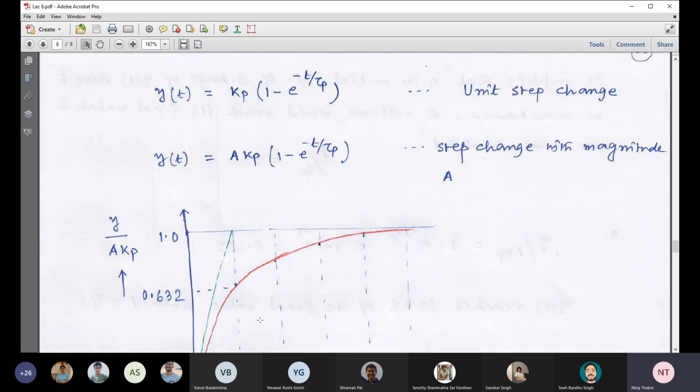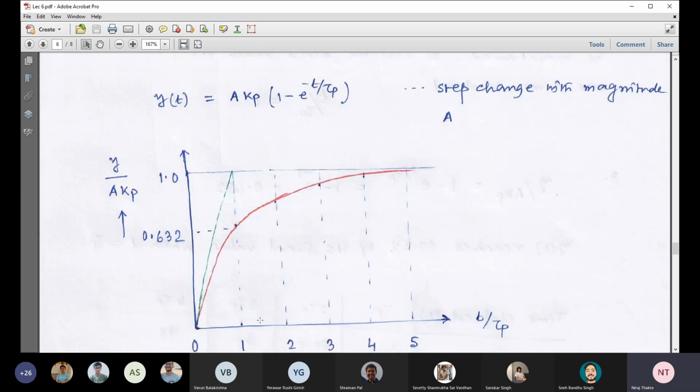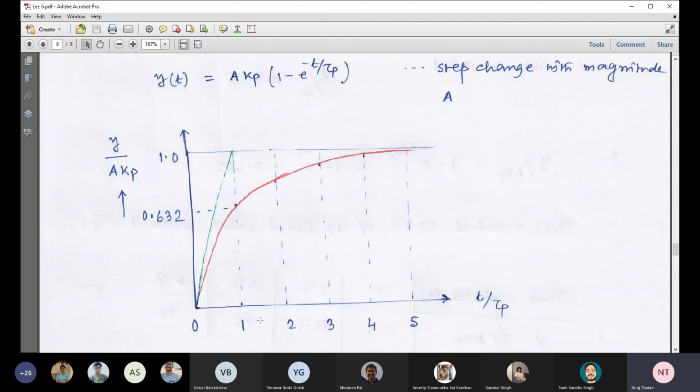So you can go back to the plot then, you see. I have written 0.632. Okay, 63.2% we reach when our t by tau p value is 1. When t by tau p value is 1, we reach 63.2% of the ultimate response.